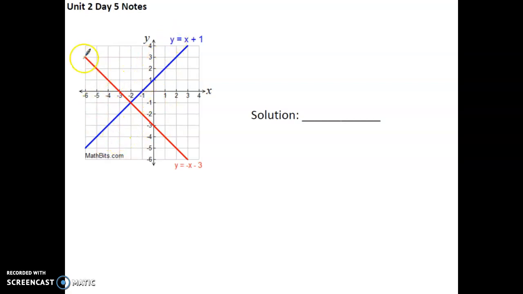If I have two lines like this, you can see their slopes are not the same. The slope of this one is +1. The slope of this one is -1. Anytime their slopes are not the same, they're going to intersect. You can see the intersection point right here, and the solution is going to be that point of intersection. So my x value is -2, my y value is -1, my solution is the point (-2, -1). So when two lines intersect, you have one solution.